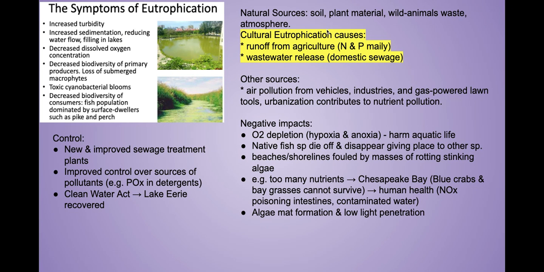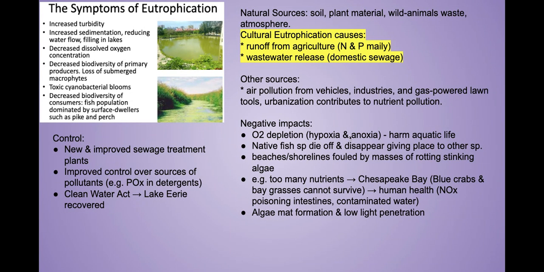The natural sources of eutrophication. So eutrophication is a natural process, right? But we are doing a cultural eutrophication. What we do is a cultural eutrophication. On the test, the main 2 causes of cultural eutrophication are going to be the runoff from agriculture, so agricultural runoff because of nitrogen and phosphorus mainly, and also wastewater release, which is our domestic sewage. Now, other sources of pollution also contribute to eutrophication, but these are the main 2 that you need to know.